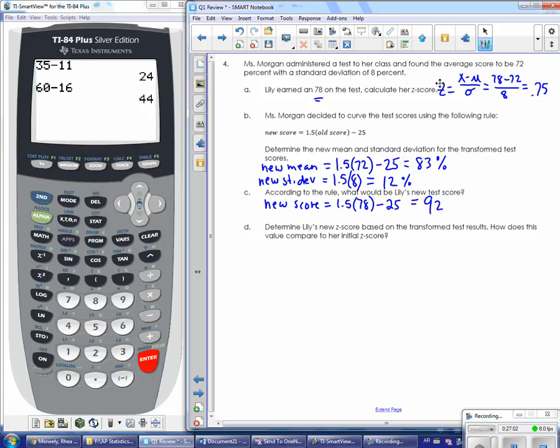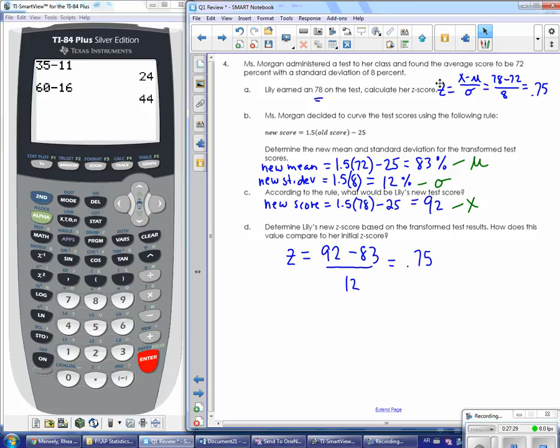And then in letter D, it says to compute her new z-score based on the transformed test results. So now I'm going to use this as my x, this as my mu, and this is my standard deviation. And I'm going to see what happens to her z-score. So her new z-score is going to be 92 minus 83 over 12. And when I do that, I get 0.75 again.